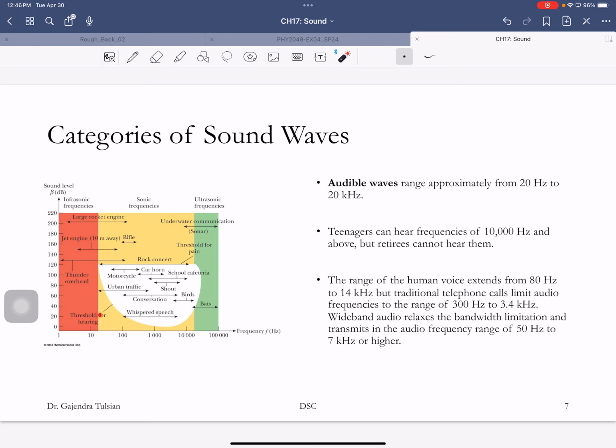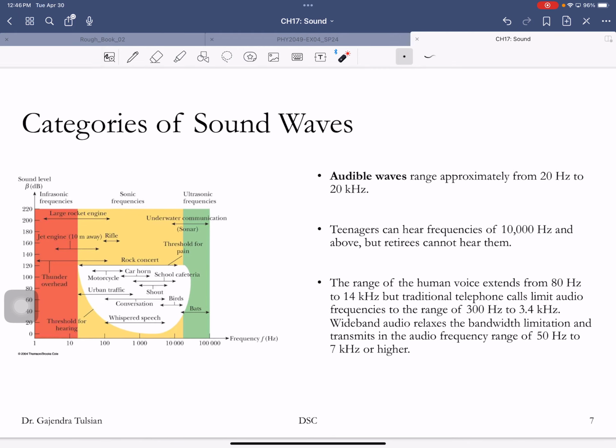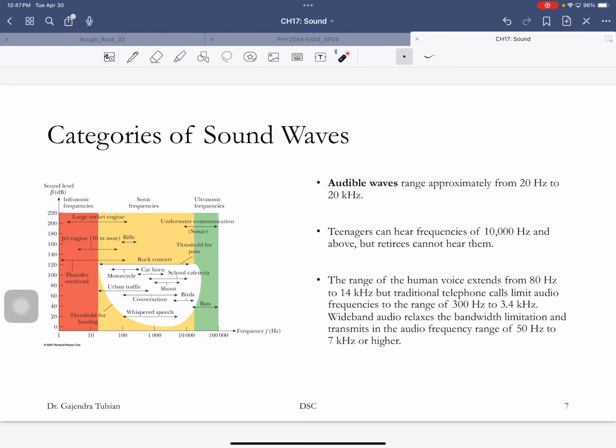And you see threshold of hearing. Okay, so we'll talk about the decibel scale in a little bit. Threshold of hearing: as you get to lower frequencies, the sound intensity or the decibel level has to be quite loud for you to start hearing it. Okay, so your hearing depends on the frequency as well. Your ears are most sensitive to about 3,500 hertz.